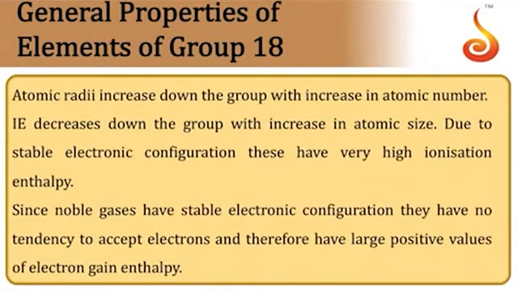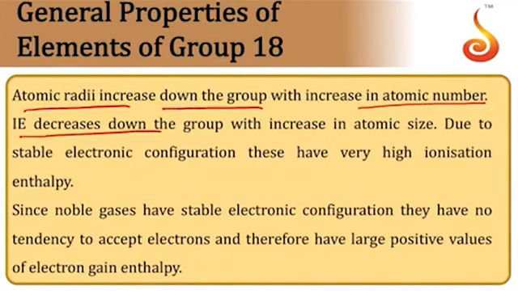Now the general properties of 18th group elements. Atomic radii increases down the group with increase in atomic number, the general trend in any group. Ionization energy decreases down the group, but due to stable configuration, they have very high ionization enthalpy values. Because of completely filled sublevels, they have higher IP values, but again down the group IP values will be decreasing.